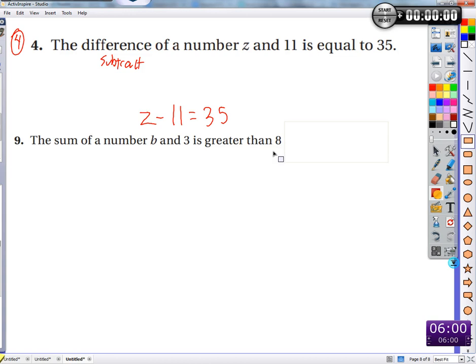Sum of a number b and 3 is greater than a. See if you can use math symbols in YOLA to write that down. Should we please use our calculators for calculating?